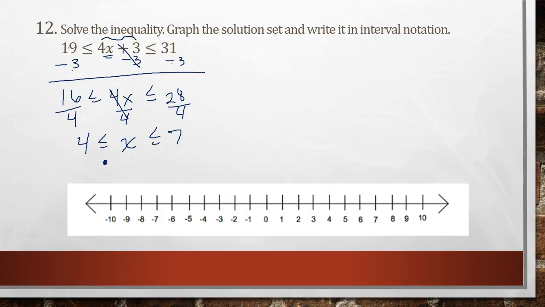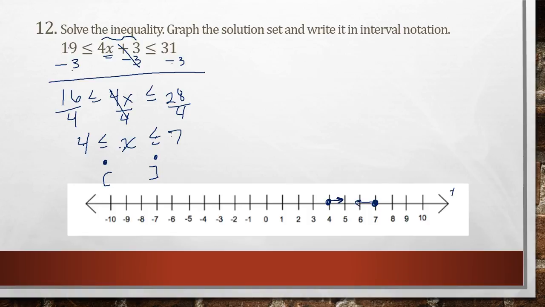So these are going to be solid circles or brackets, all right? So we have our positive 4 right here, and our positive 7 right here. It says that x is greater than 4, so that means it's going this way, right, from the 4. And then it says that x is less than or equal to 7, so that would be going this way.